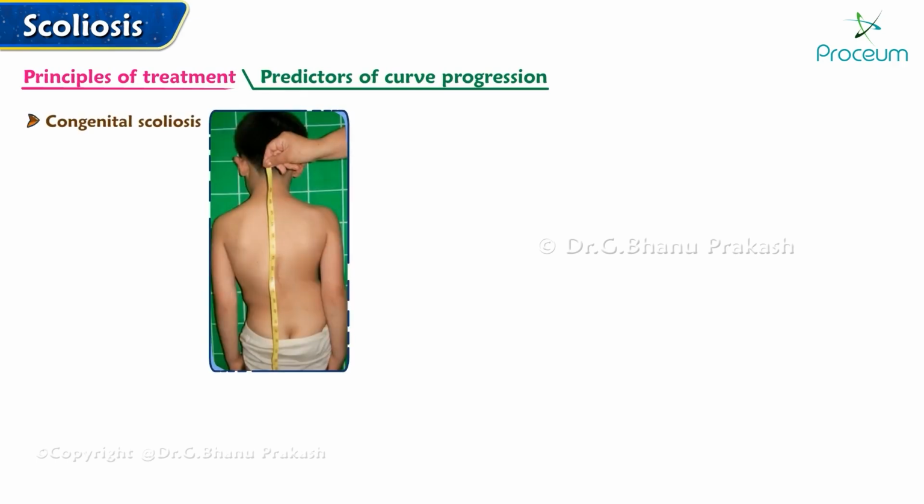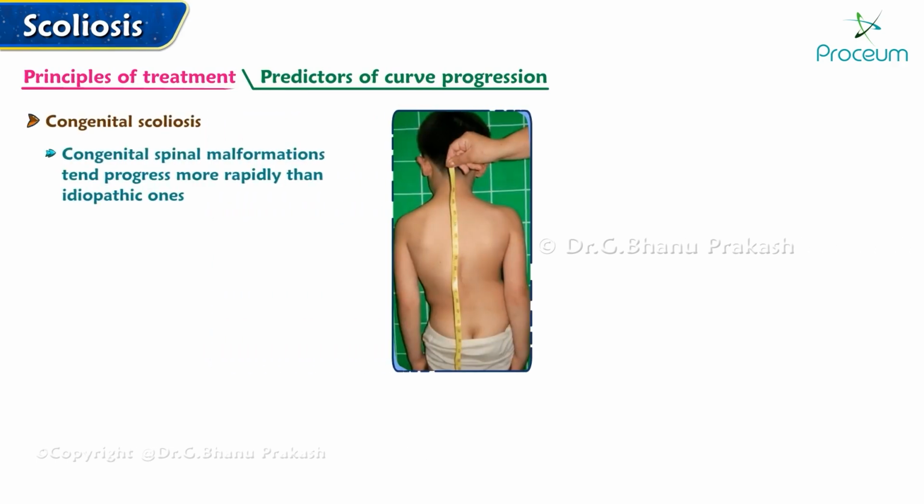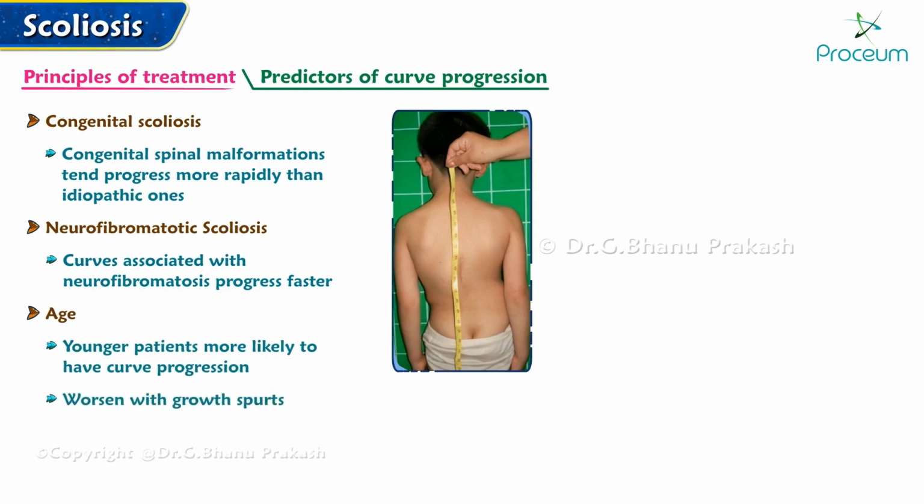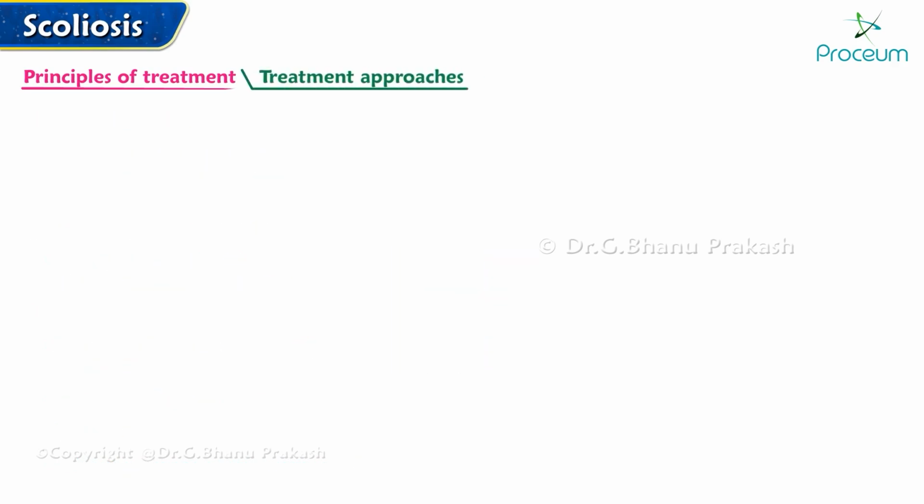Congenital scoliosis. Curves caused by congenital spinal malformations tend to progress more rapidly than idiopathic ones. Neurofibromatic scoliosis. Curves associated with neurofibromatosis also progress faster. Age. Younger patients are more likely to have curve progression, which can worsen with growth spurts. Curve location. Thoracic curves often produce more severe deformities. Now we'll go over the treatment approaches.